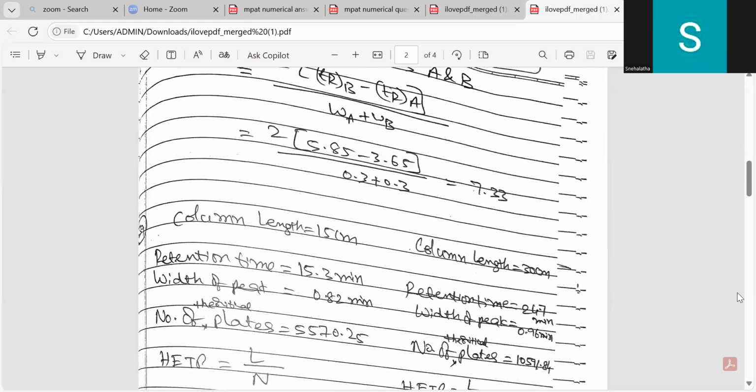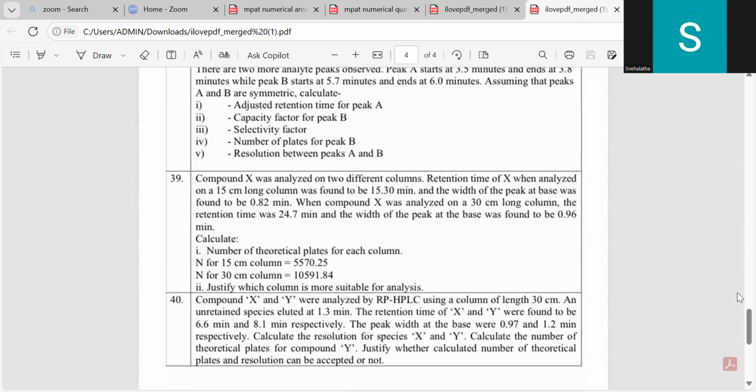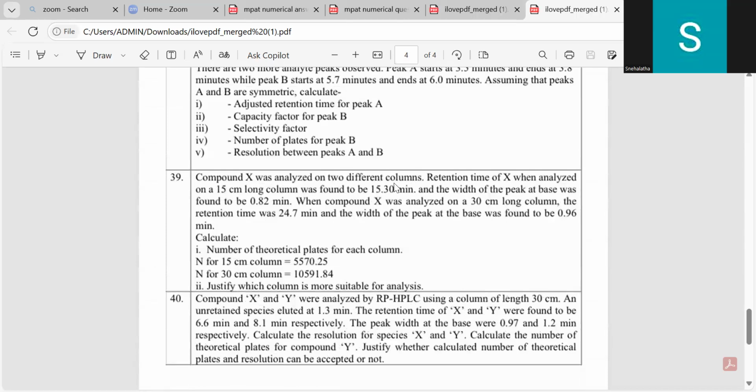So we solved one problem. The second problem is: compound X was analyzed on two different columns. Retention time of X when analyzed on a 15 centimeter column was 15.3 minutes and the width of the peak was 0.82 minutes. So the width of the peak is given, and the retention time is given.